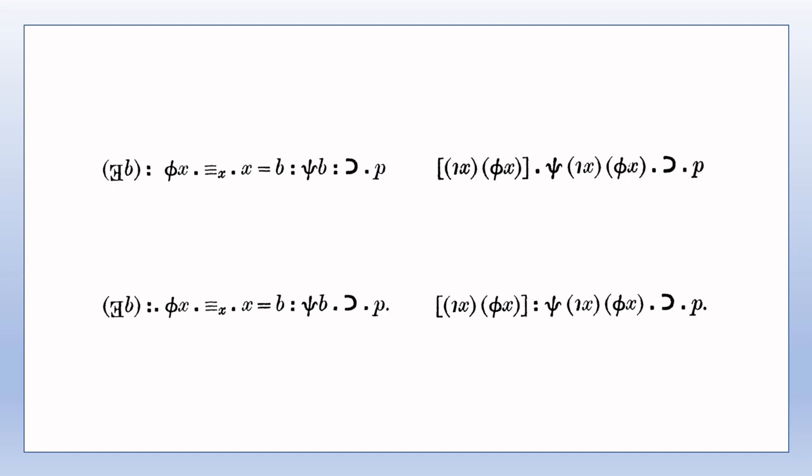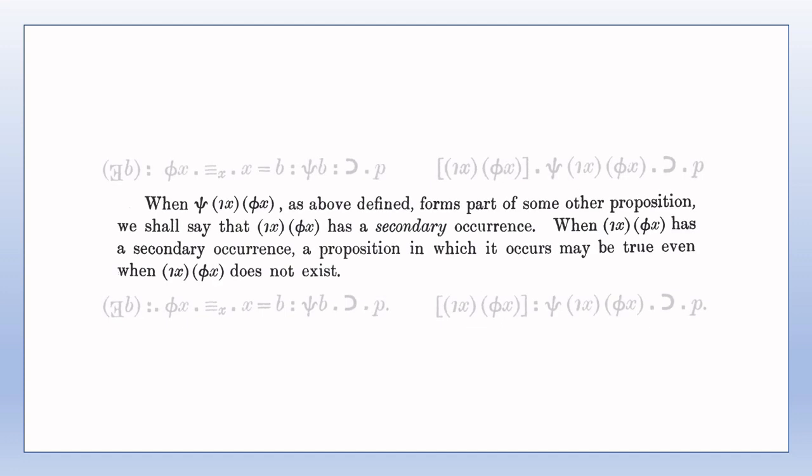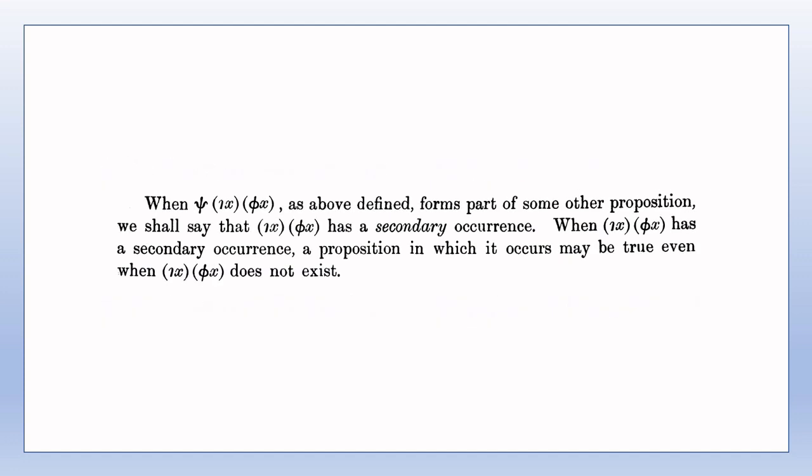In this case, since the scope of the description is the whole of the proposition, it's said to have a primary occurrence. We see on page 72 of the introduction, when psi of the so-and-so, as above defined, page 71, forms part of some other proposition, we shall say that the so-and-so has a secondary occurrence. When the so-and-so has a secondary occurrence, a proposition in which it occurs may be true, even when the so-and-so does not exist. The notation to indicate the scope is admittedly very cumbersome, and Whitehead and Russell seem to agree.